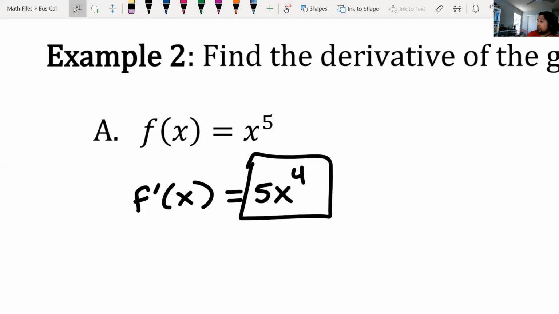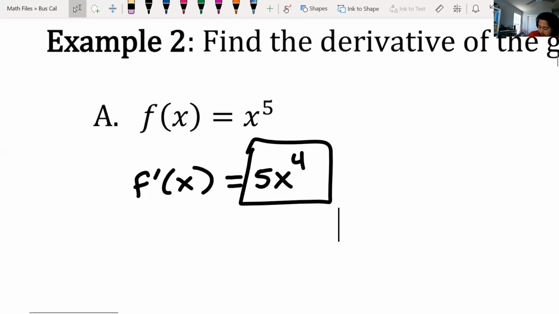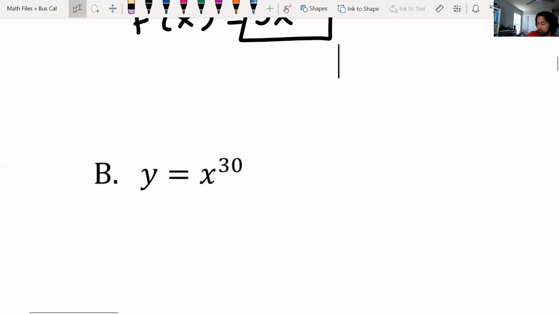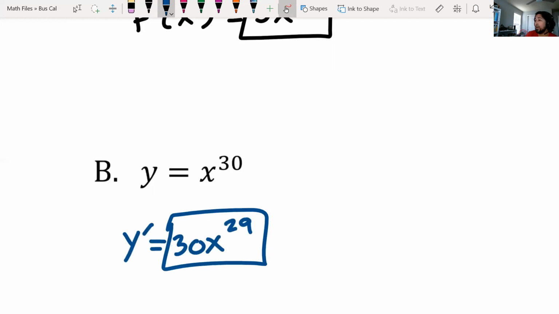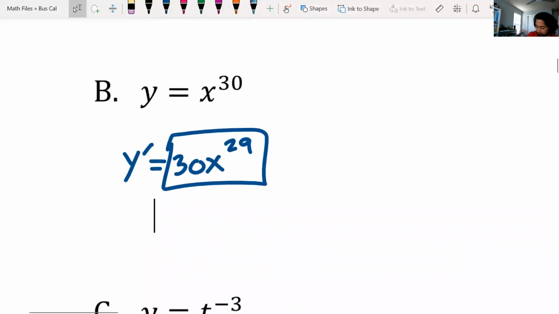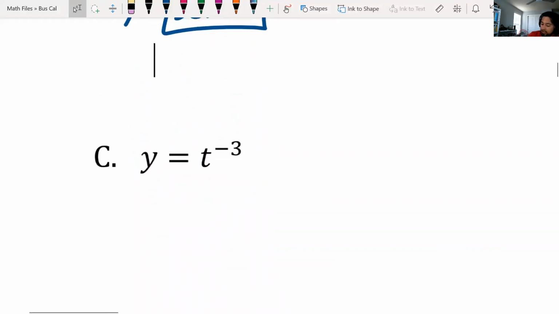Okay. So let's try it again. Let's see if you got it. Here, y equals x to the 30th. So I'm going to say the derivative y prime. And what's my derivative going to be? 30x to the 29th. That's it. Now imagine putting x plus h into that one. You'd have to distribute that 30 times. No thank you, right? Ain't got time for that. Nobody's got time for that.